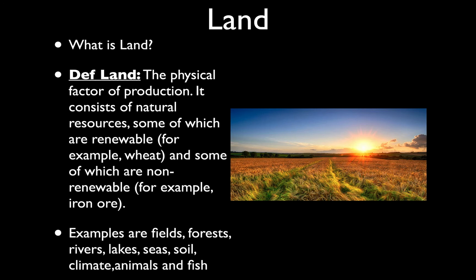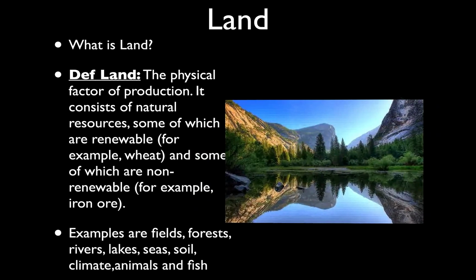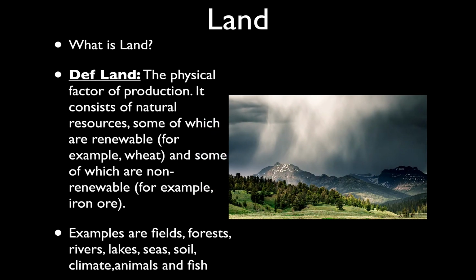So some of the examples of land, it's anything provided by nature really, are fields, forests, rivers, they're all physical, lakes, sea, soil, all of that's physical. But the weird thing is now climate. And think about this, the climate in Florida is far better at growing, let's say, oranges than the climate in the Arctic. So that is an example of land that Florida has, which gives it what's called a comparative advantage in growing oranges compared to potentially other countries.